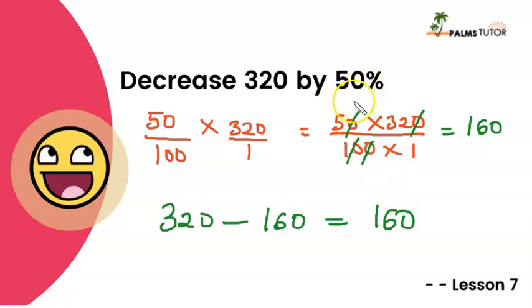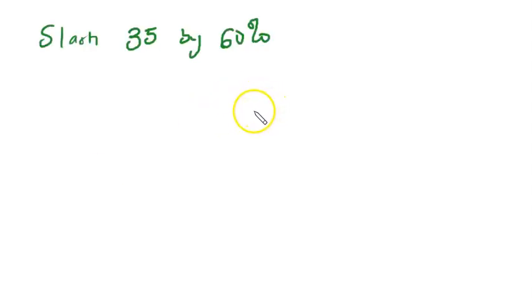Right? 50% is half. Is that not so? So a decrease would mean that we have a reduction in value. That value would go down. Now we can slash 35 by 60%. Slash, reduce, decrease. Same meaning, different words, right? So what's 60% of 35? That's what we should find out first.